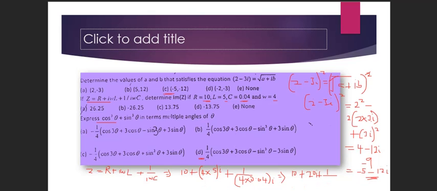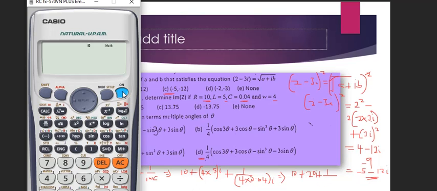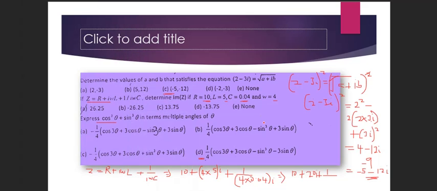let's point this one. So we have 4 multiplying 0.04, that's 0.16, so we have 0.16i. So what are we to find? We have to find, determine the value of z if this is that.